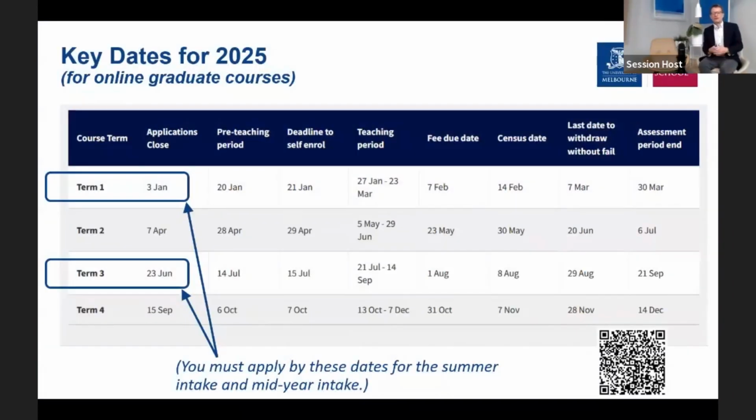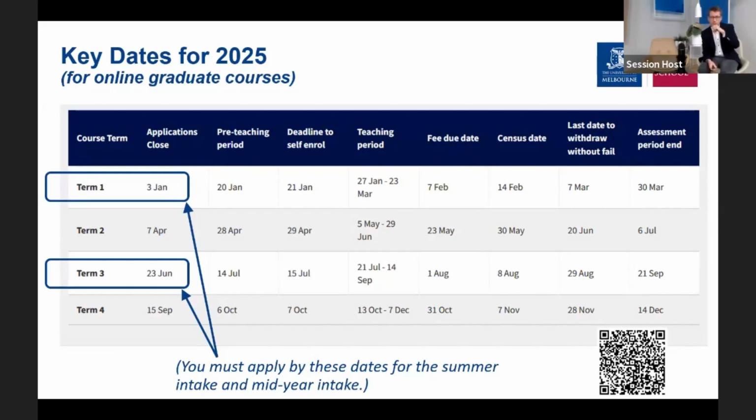So now, speaking of how the subjects progress through the terms, at University of Melbourne, we do have 4 online terms, and terms 1 and 3 are when we're conducting our intake. So when you apply, you're applying to enter at either term 1 or term 3. But you can see there's a progression of about 8 weeks of learning.